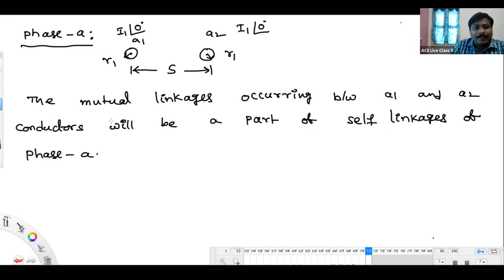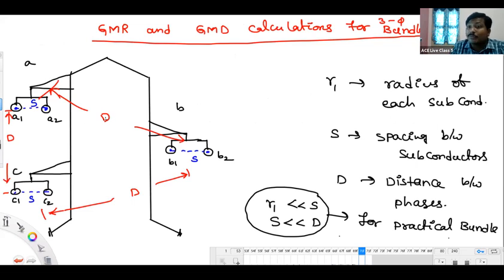And you see, whatever the D we have, capital D, that will be the mutual distance between phase A and phase B. Okay, so this D will come in the GMD, so called the mutual distance calculation.